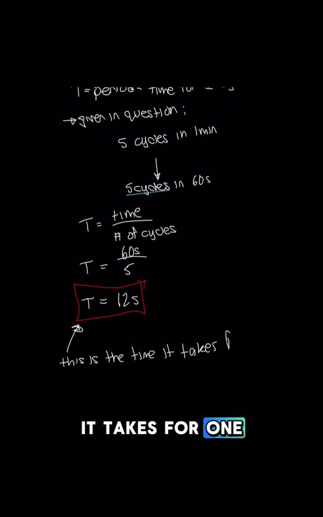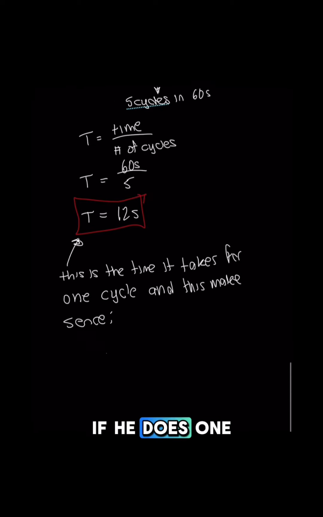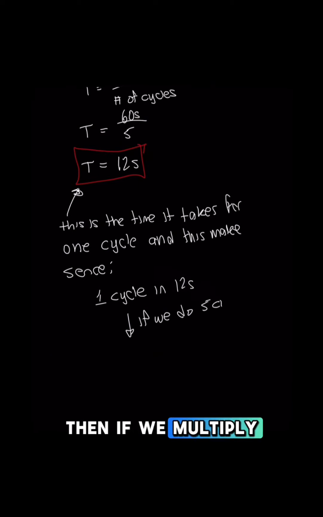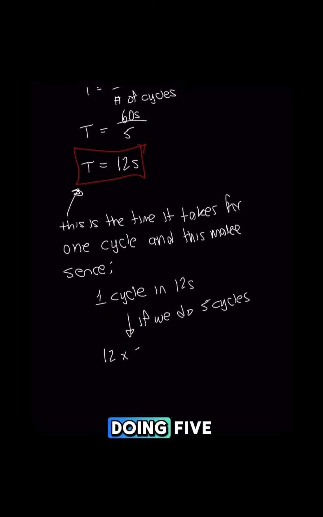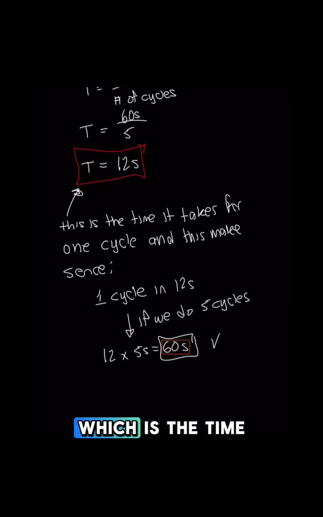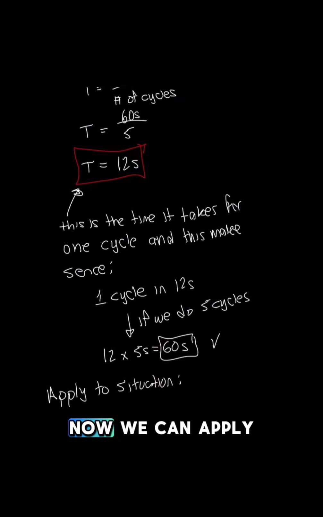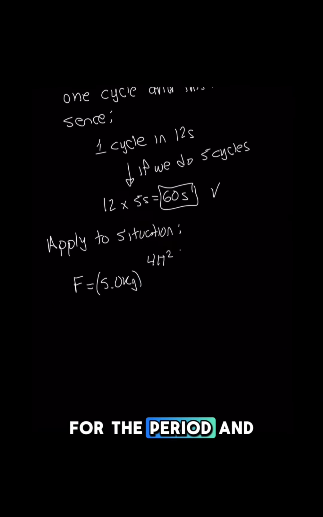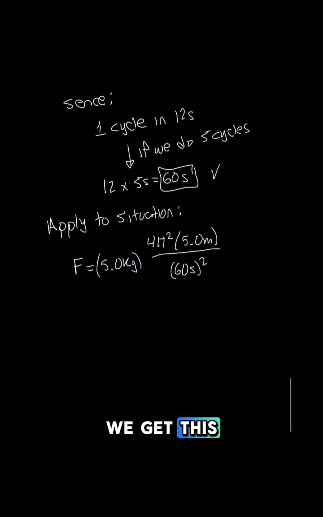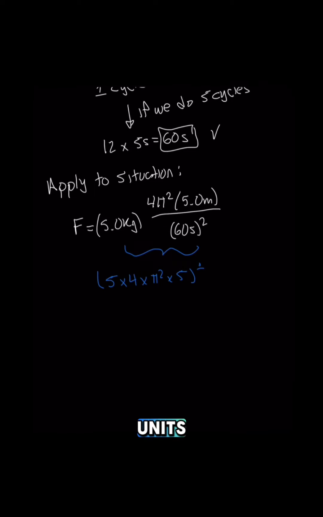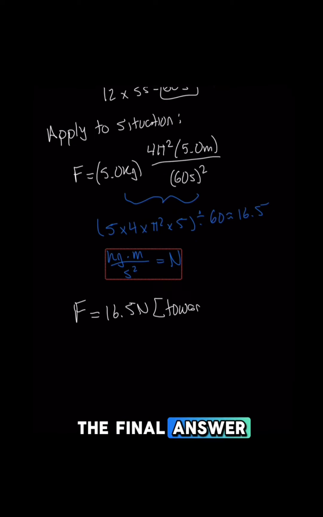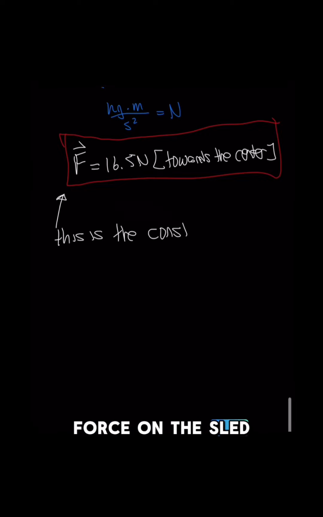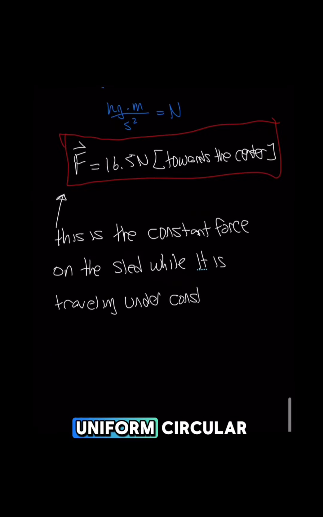This is going to be the time it takes for one cycle, and this makes sense because if he does one cycle in 12 seconds, then if we multiply the 12 seconds by 5, because we're doing 5 cycles, we'll get 60 seconds, which is the time for 5 cycles. Now we can apply this to our situation. So if we plug in 12 seconds for the period and our other known values, we get this, and then we can just compute the amplitudes into units, and then we get this for the final answer. This is going to be the constant force on the sled while it's traveling under constant uniform circular motion.